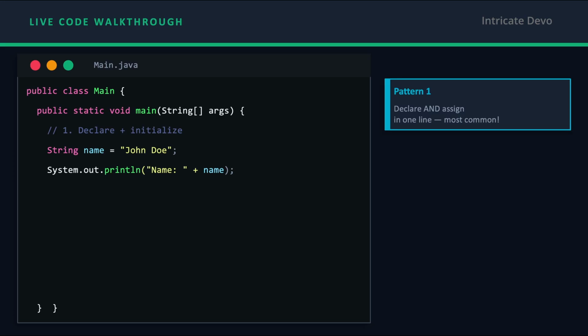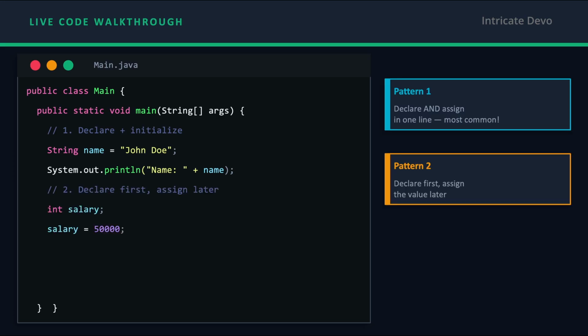Pattern 2, declare first, then assign the value later. We write int salary semicolon, just the type and the name, no value yet. The variable exists, but it's empty. Then on the next line, salary equals 50000 semicolon. Now we've filled it. This pattern is useful when you don't know the value at the time of declaration. Maybe you'll ask the user for input or get it from a database.